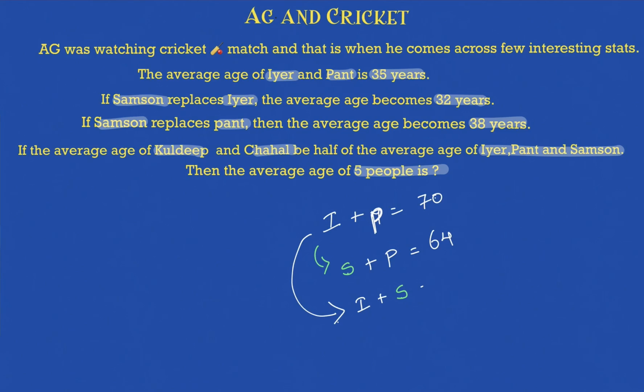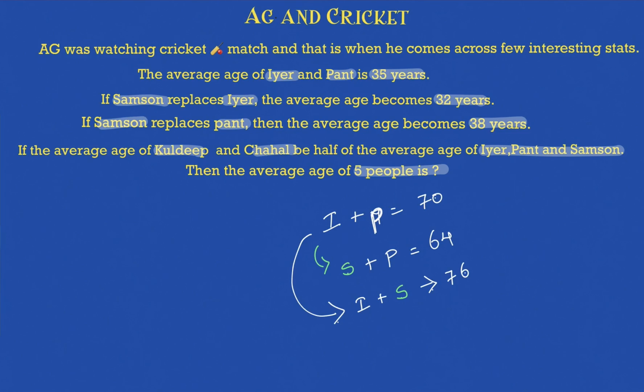So the sum of ages, what is it saying? Then the average age becomes 38. 38 into 2, because 38 is the average of 2. 38 into 2 is nothing but 76, which will be the sum of the ages of Iyer and Samson. Okay, and that's how you get the scenario.